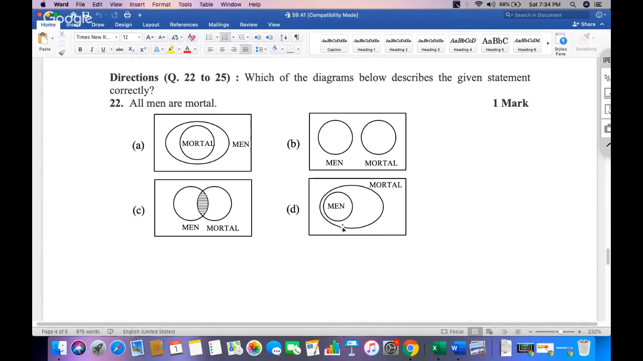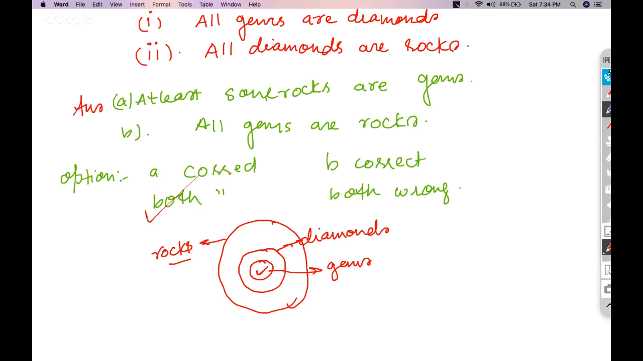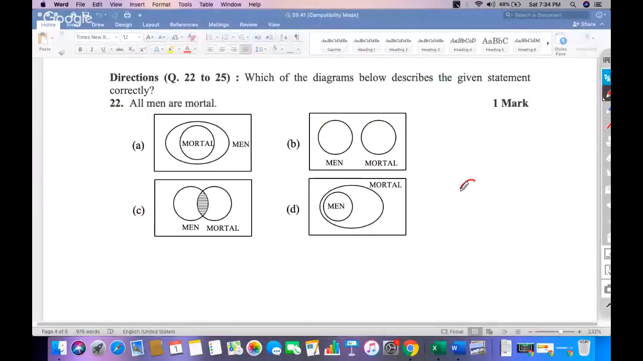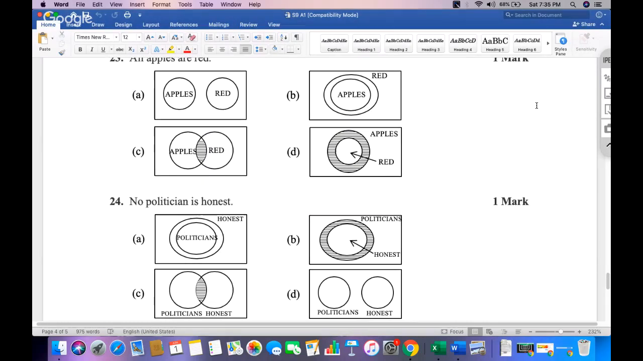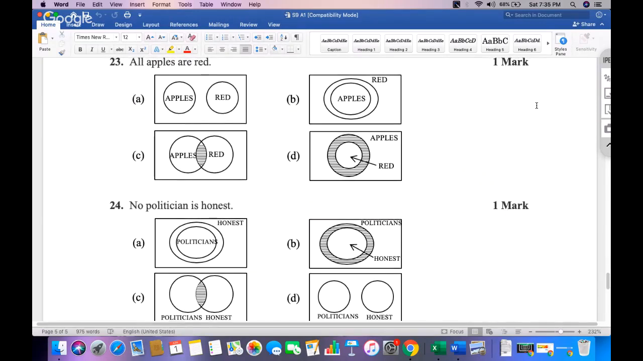Time and again I have been doing the same thing. All men are mortal. It means that men is a subset and mortal is a set. So this is men and this is mortal. So option D is answer here. Solve question 23 and 24.